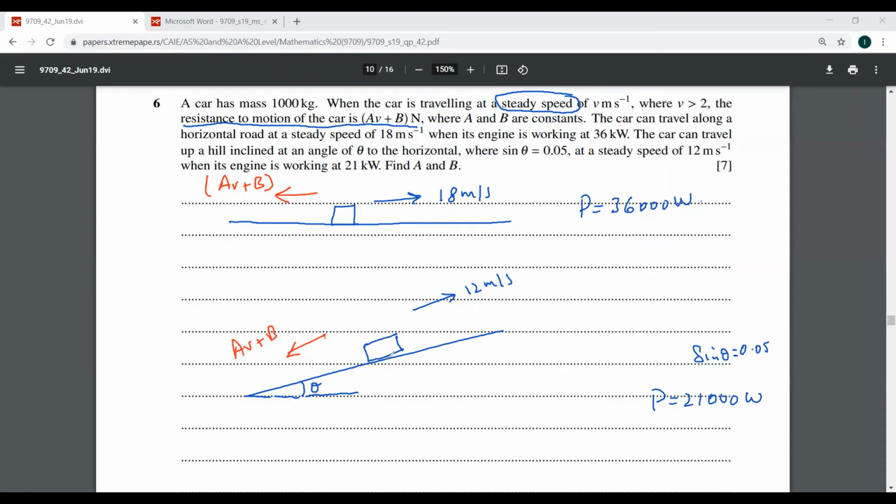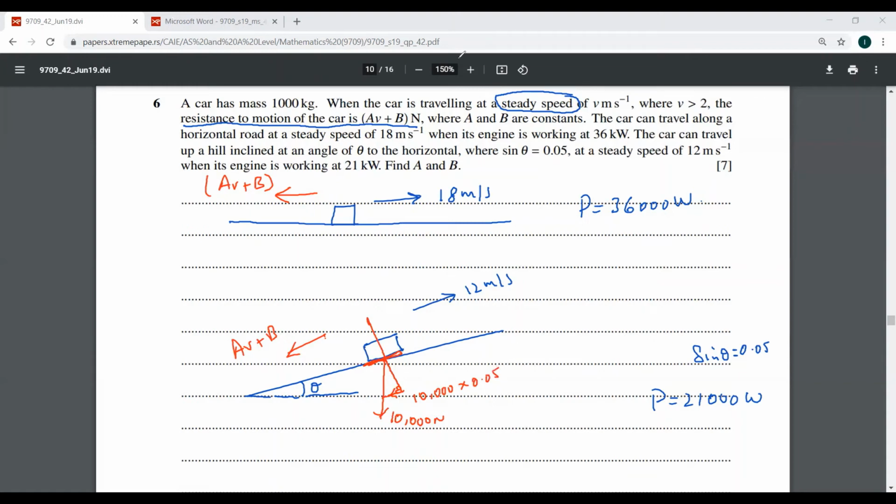But the only difference over here is that you will have to show the weight downward, which is 10,000, and you will have to resolve this weight. This component would be needed here. We don't need this because we are not interested in finding the normal contact force. So the component parallel to the inclined plane is going to be 10,000 times 0.05, that is sine theta.